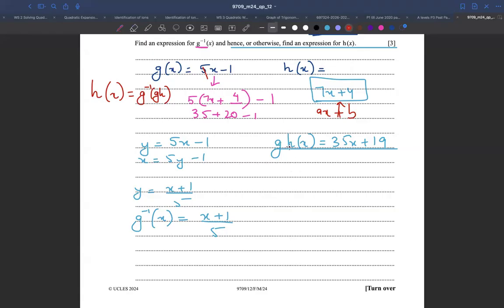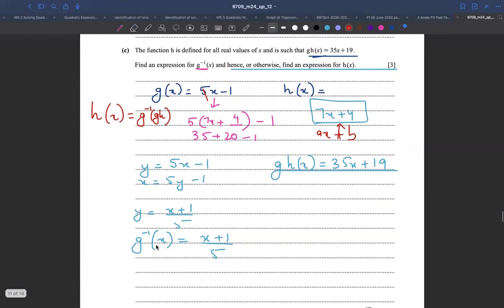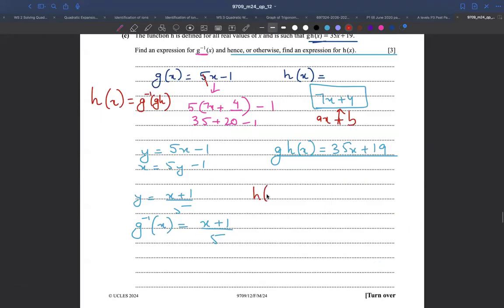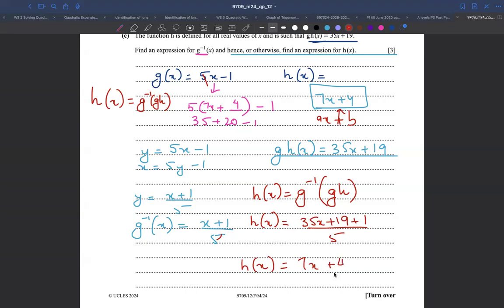If you have been given g of h and you have g inverse, then to find h of x, it will be given as g inverse, and in place of x you will have g of h. Why is this? We'll discuss that later, but for the time being, note this down. So h of x will become what? We already have g of x. In place of x, we'll write 35x plus 19, the whole g of x will come in. So 35x plus 19 plus 1 upon 5, and that will make it 7x. 20 upon 5 will become 4, and this will be my final answer for h of x. And that is it.